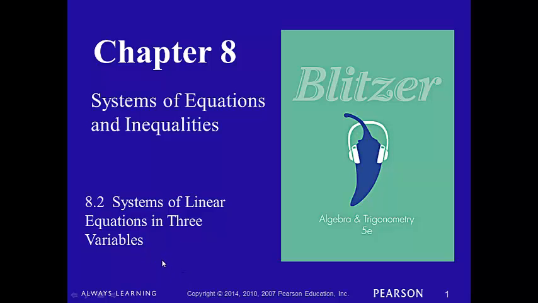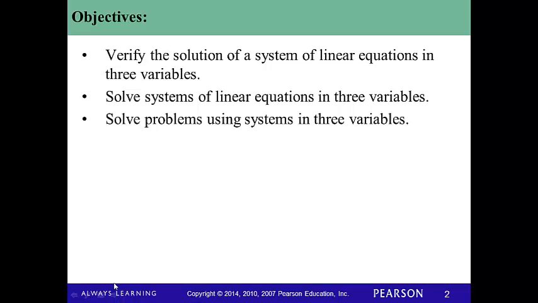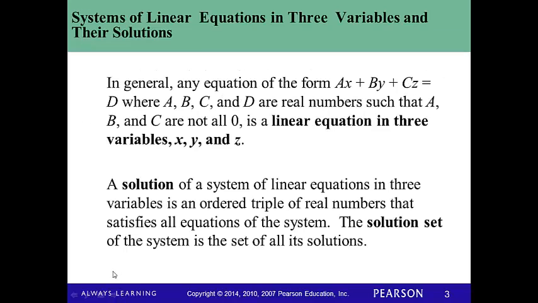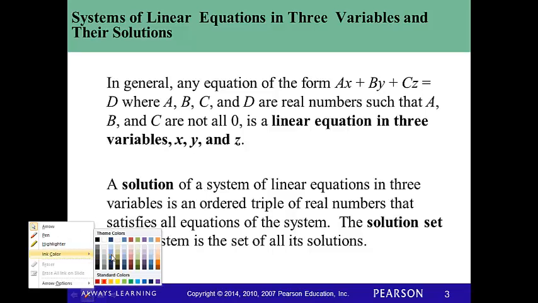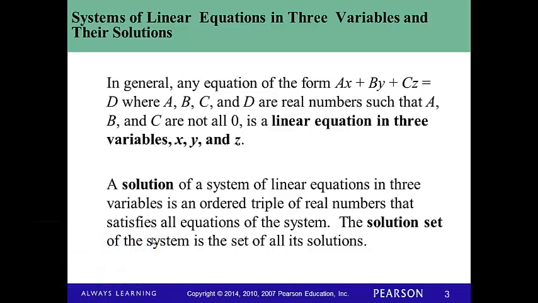In Chapter 8.2, it's systems of linear equations in 3 variables. Here are our objectives. So let's begin. In general, any equation of the form ax plus by plus cz equal to d, where a, b, c, and d are real numbers such that a, b, and c are not all 0, is a linear equation in 3 variables. So that just tells us we have 3 variables. Instead of dealing with an x and y, we've got an x, y, and z.